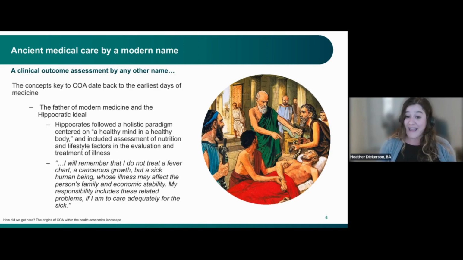So this paradigm and the legacy of Hippocrates, of course, carries on even today, reflected probably most clearly in the details of the Hippocratic Oath that is still given by healthcare providers even through today. The oath stresses the importance of these core concepts of clinical outcome assessment through reminding providers, I will remember that I do not treat a fever chart, a cancerous growth, but a sick human being whose illness may affect the person's family and economic stability. My responsibility includes these related problems if I am to adequately care for the sick.